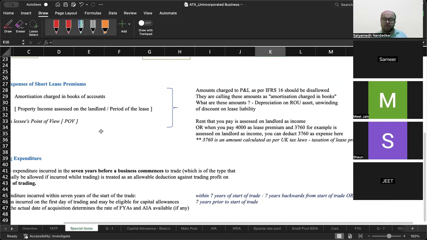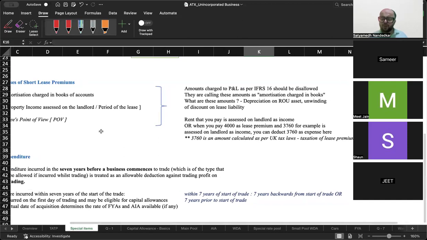Amounts charged to P&L as per IFRS 16 should be disallowed. They are calling these amounts amortization charged as per books. As per IFRS 16, what do you do? You debit depreciation on the right of use asset, you debit finance charges to P&L. These are all accounting concepts. So the tax authority says add that back, and whatever income was included by the landlord in his income tax working, the same amount you can claim as an expense. Property income assessed on the landlord divided by the period of lease.